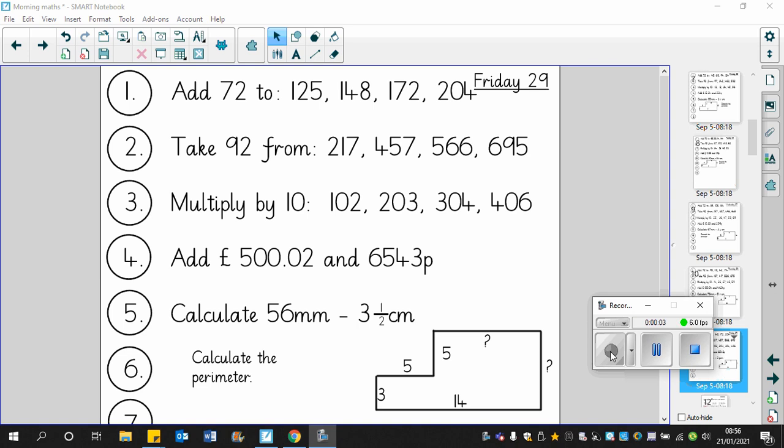Friday the 29th of January, last day of the week. Morning maths answers. Add 72 to the following numbers.